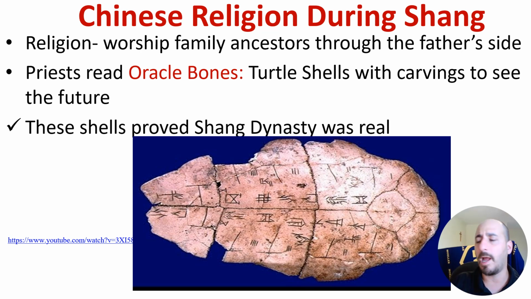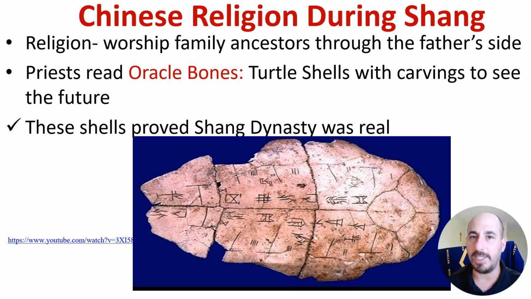What they would periodically do is take the turtle shells and throw them in a fire, and as they heated up, if they cracked a certain way, then they could prophesize what the future was like. Well, I don't know how their prophecies went, but what makes these turtle shells incredibly valuable is that if they had done this on wood or parchment or paper, we would know nothing about the Shang dynasty. It would literally all be mythology, like King Arthur.